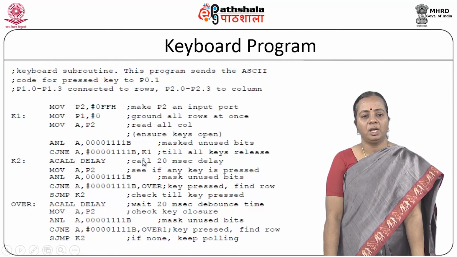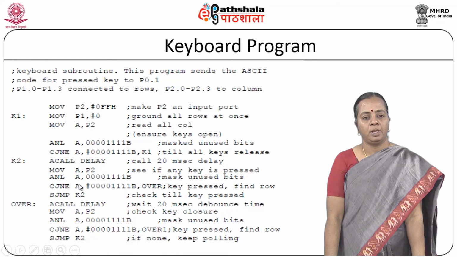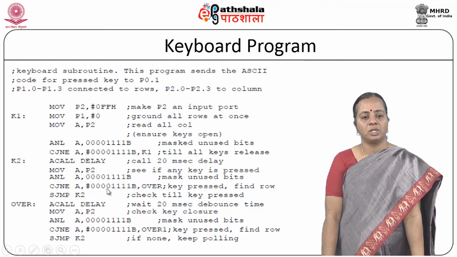Now I am making it the initial condition, everything is getting cleared. Now I am ready for receiving which key has to be pressed. So I am doing MOV A, P2, so that I will be looking at any of the keys pressed. ANL A with #00001111B, so that the upper 4 bits are masked and we will be looking at only the lower bits. Now CJNE A, #00001111B, which checks whether any key is pressed or not.